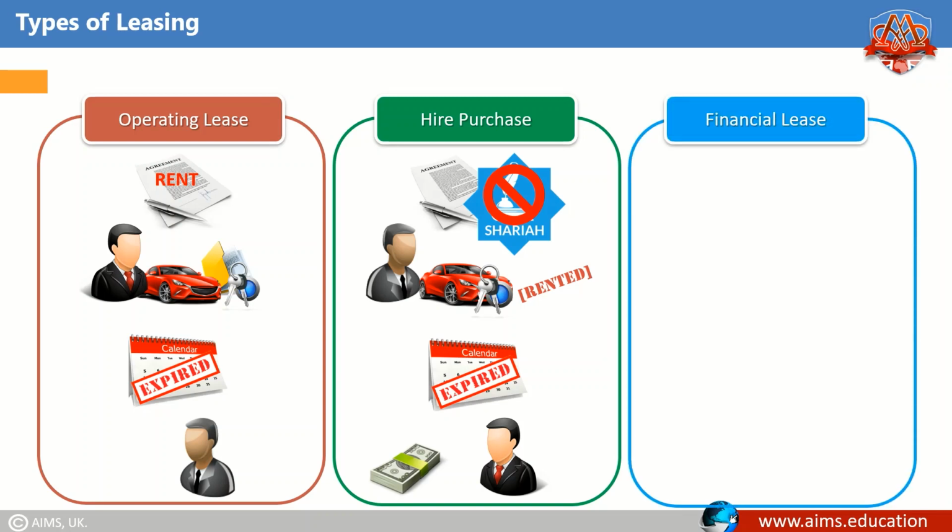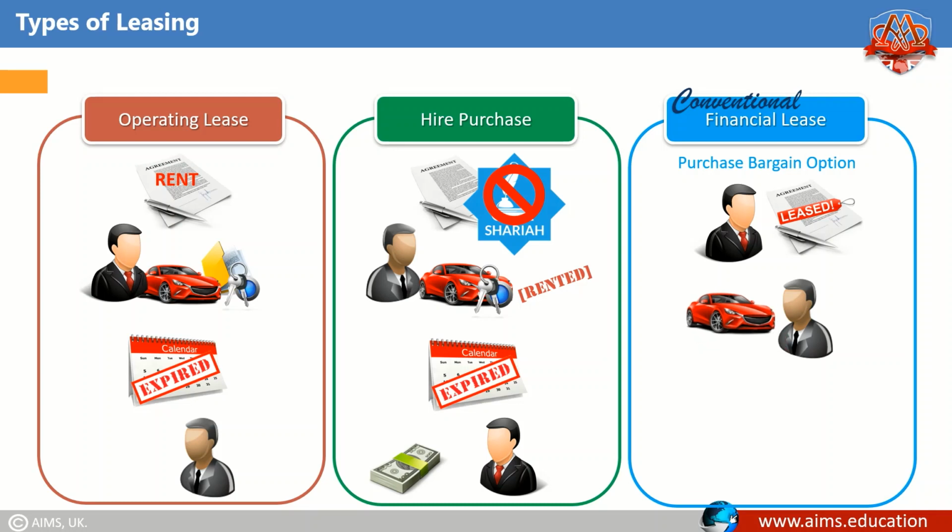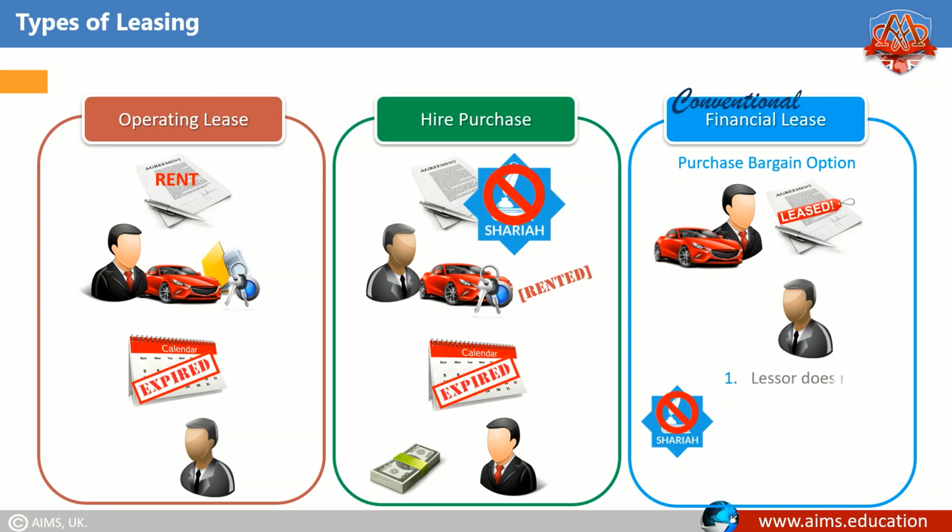Financial lease. In conventional finance lease, a purchase bargain option is an integral part of the lease agreement. The purchase bargain option binds the lessor to transfer the leased asset to the lessee at any time, even before the maturity of the lease agreement. It is impermissible in Sharia due to the following reasons. First, the lessor does not bear the responsibility of the asset, and second, the transaction is tied up with another transaction.